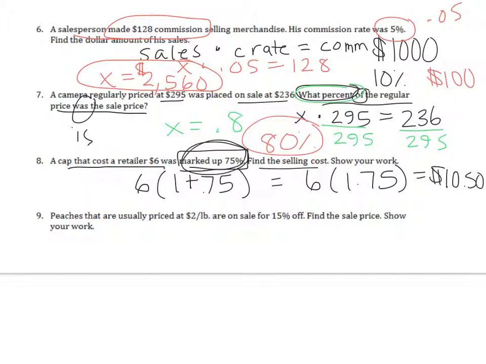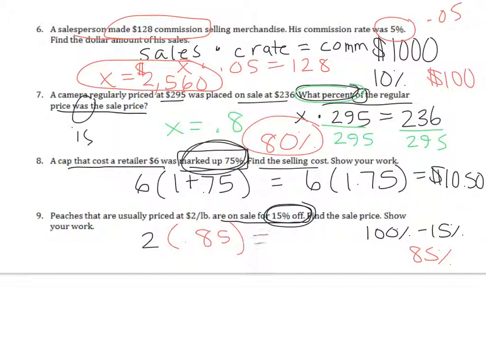And the last one, peaches that are usually priced $2 a pound are on sale 15% off. Find the sale price. Show your work. If it's $2, but they're on sale for 15% off, that means you're paying 100% minus 15% of it. That means that you're paying 85% of the cost of it. So it's 2 times 0.85. 2 times 0.85 is 1.7. So it's $1.70 is the answer.